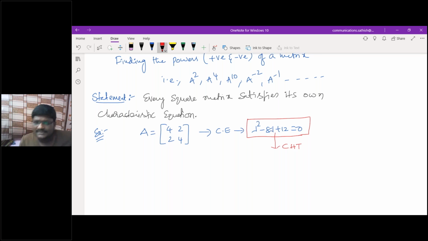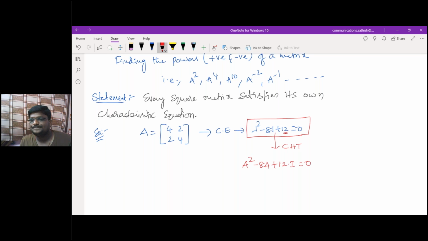So if I replace this by Cayley-Hamilton theorem, wherever I have lambda, I can simply replace it with A. If I replace that, what will I get here? A square minus 8A plus, check it out here, a constant value. I cannot add or subtract a constant value with a matrix. So to avoid that, I multiply that constant with an identity matrix. I already gave you that point. So that is 12 into I, which is equivalent to 0.